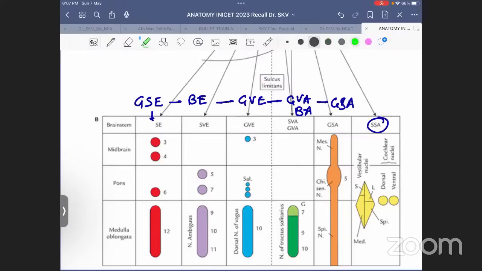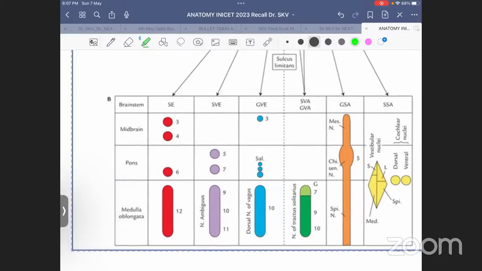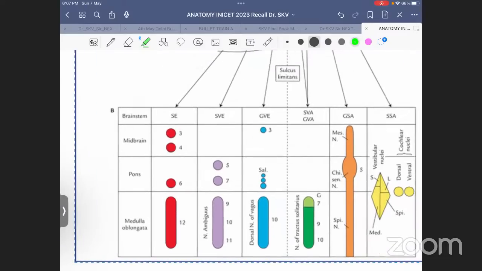What is the concept behind this funny way? I'm not saying it in this short duration, but later we will do, and you will never forget this concept. This is a very interesting and very conceptual topic. Fine. So this is the sequence.